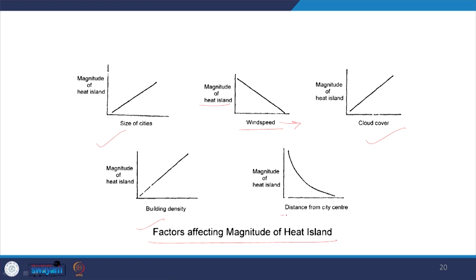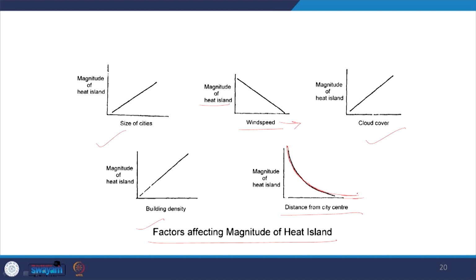The same as with distance from city center. So, as the distance from the city center increases, the magnitude of heat island decreases. But if we look at the distance, as we are coming far from the city center, we can see that initially it is a very steep curve and then it gradually becomes flat. So, if we go further away, it will not have much impact and we would have the same amount of heat island present there. So, that is what it implies.